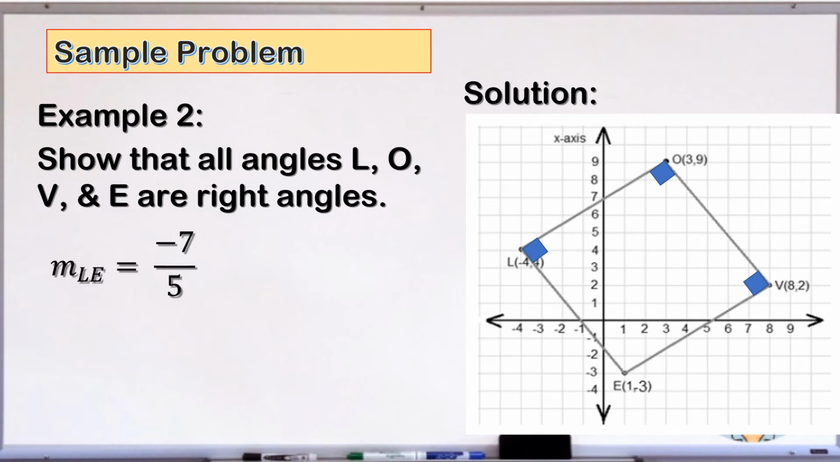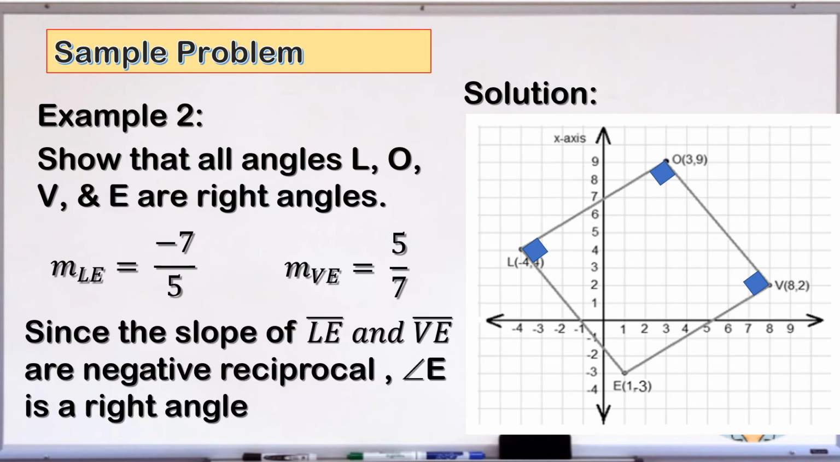And lastly, comparing the slope of segment LE, which is equal to negative 7 over 5, and slope of segment BE, which is equal to 5 over 7. So the slope of segment LE and segment BE are negative reciprocal. It follows that angle E is also a right angle.